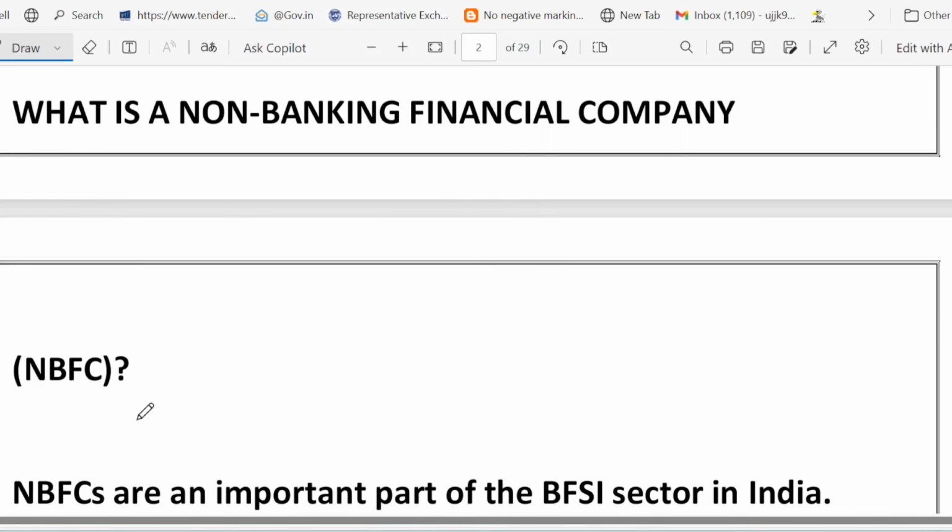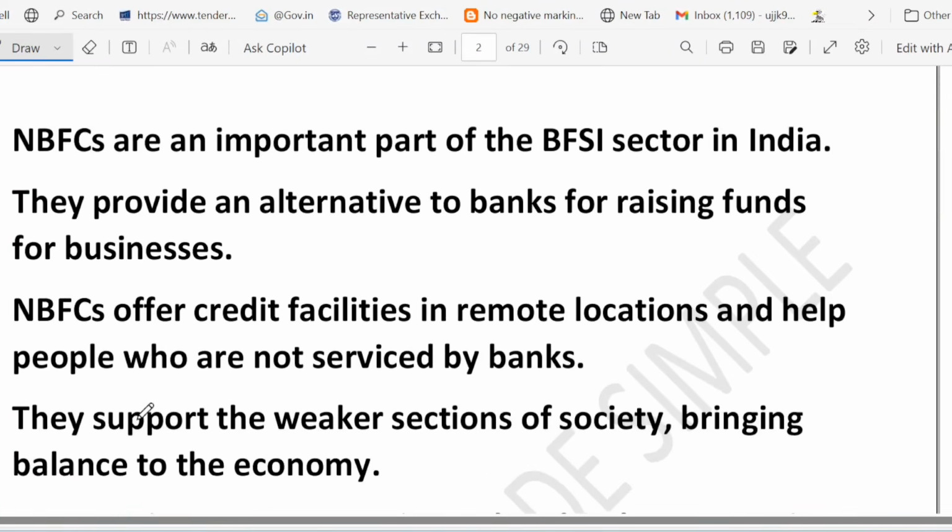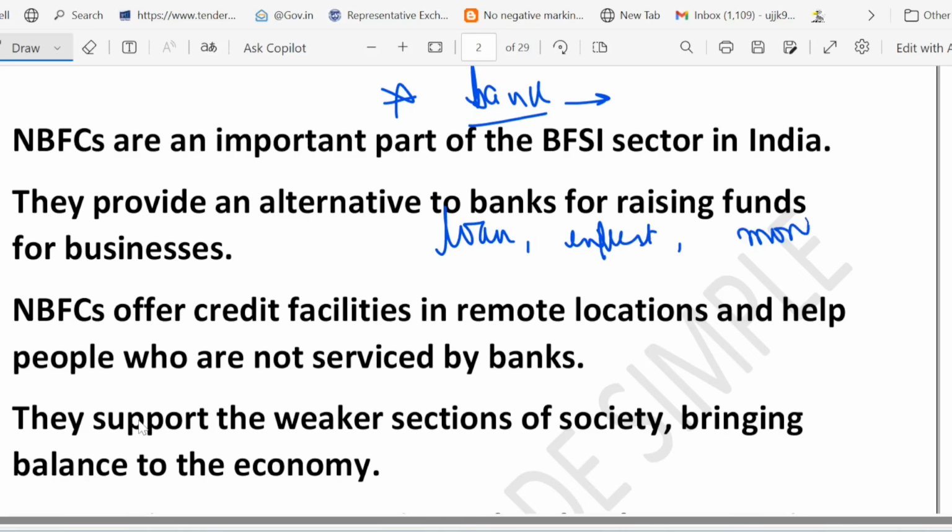So let's get started with our first topic, what basically is NBFC or non-banking financial company. So friends, have you ever heard of NBFC? Basically it stands for non-banking financial company. You can think of it as a financial firm that works like a bank. Yes, they work like a bank, but it's not actually a bank. Because it provides loans, it provides investment, and it also provides other money related services, especially to people and businesses that traditional banks might ignore.